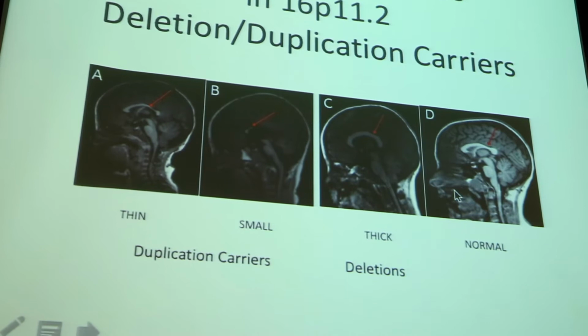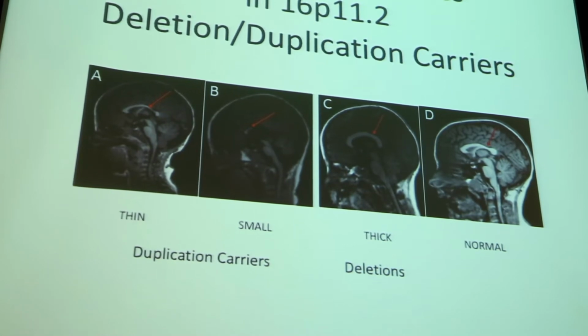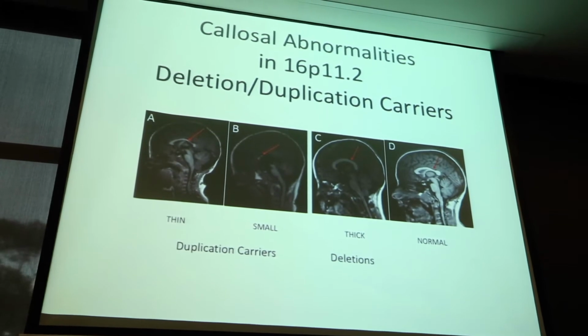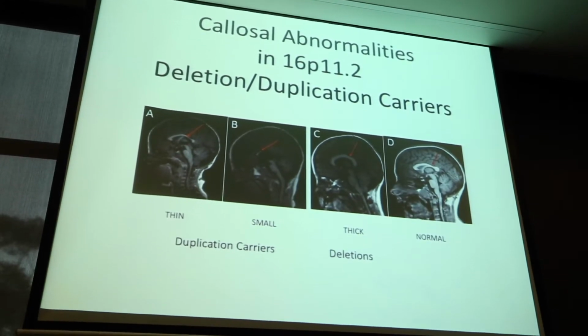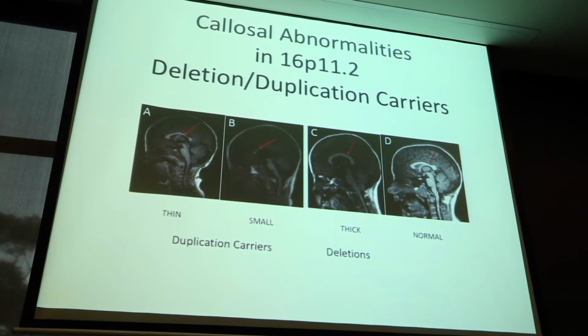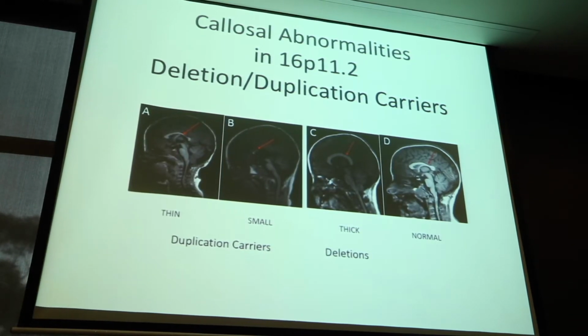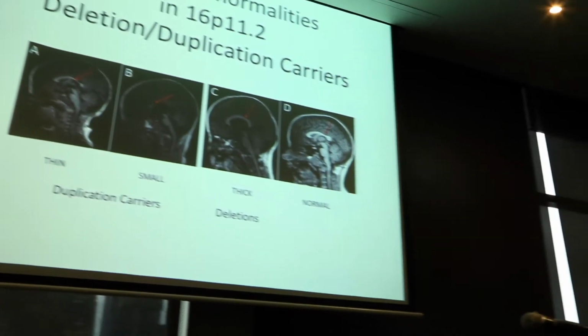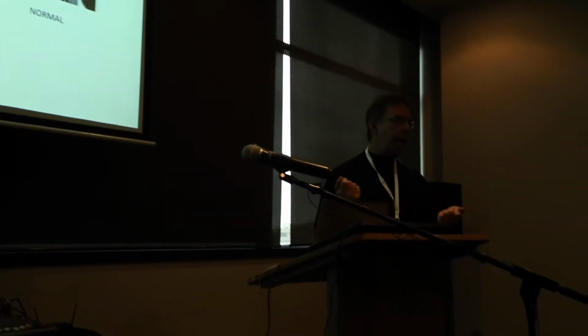Okay, but one of the many things that we asked is, do you see differences in the corpus callosum? So now this gets back to this question about autism. Is autism associated with disorders of the corpus callosum? If you read the literature, the answer is maybe. You read some papers where they say, yeah, we see it a little bit here, and you read other papers and they say, no, we don't see anything at all.